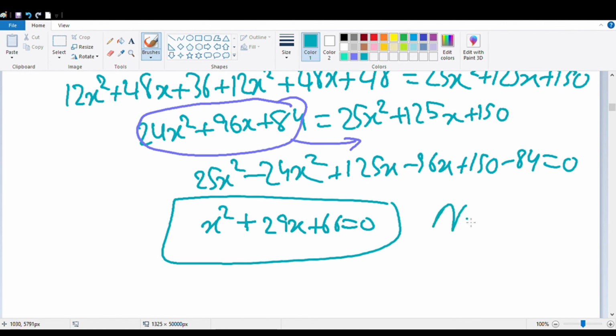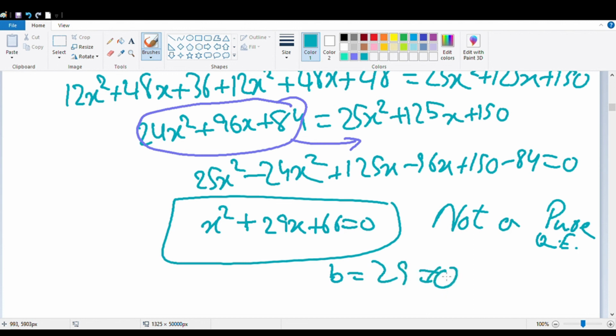So this is not a pure quadratic equation. And this is because b is equal to 29 and 29 isn't equal to 0. But we don't have to make sure that it's a pure quadratic equation. We just have to tell whether it was or wasn't, and it wasn't.